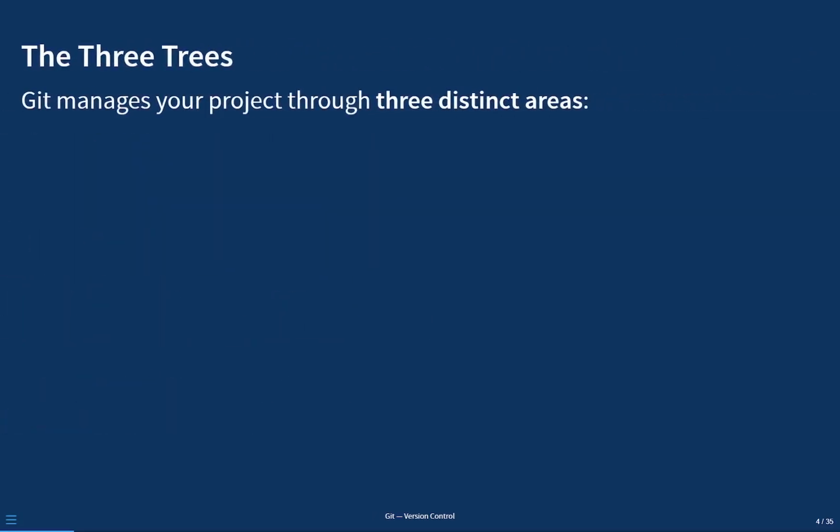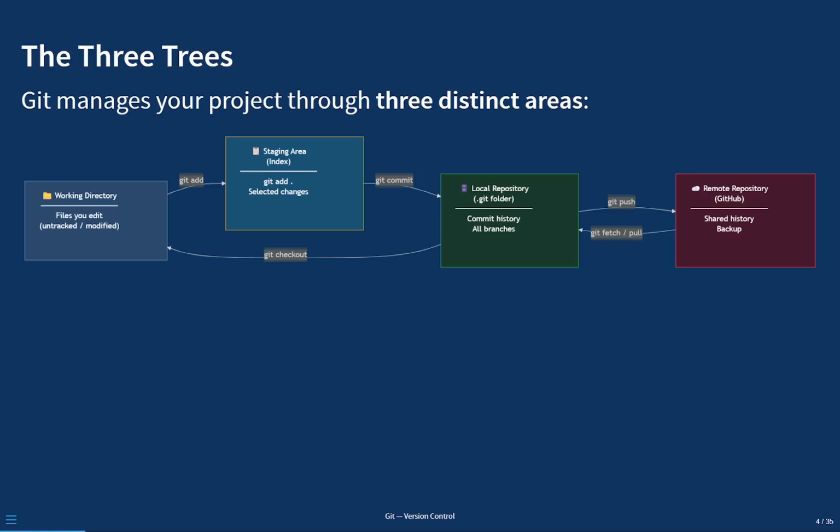Next, this is probably the single most important mental model in Git. The 3 trees or 3 areas that Git uses to manage your project. Let's walk through the diagram from left to right. The working directory is just your file system, the files you see and edit in your code editor. When you modify a file, it lives here in a modified state. Git knows it is different, but has not recorded that change anywhere yet.